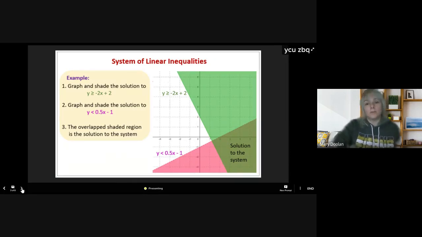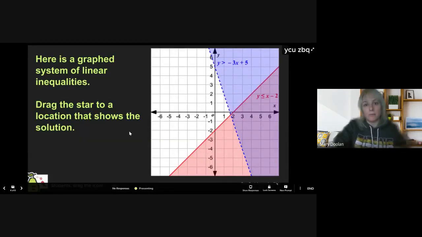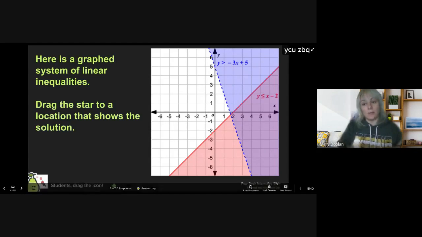So with that knowledge, this is your first interactive slide now. So now you want to go to your Pear Deck tab. And I have a picture shown for you here. This is a graphed system of linear inequalities. The first inequality is y is greater than -3x plus 5. The second inequality is y is less than or equal to x minus 2. Okay, the blue dashed line is the blue inequality. The red solid line is the red inequality. And the shading is shown for each inequality. And there is an area where the two shadings overlap.